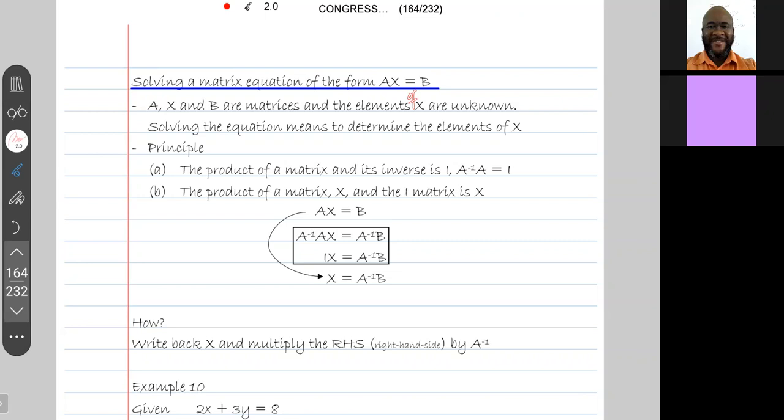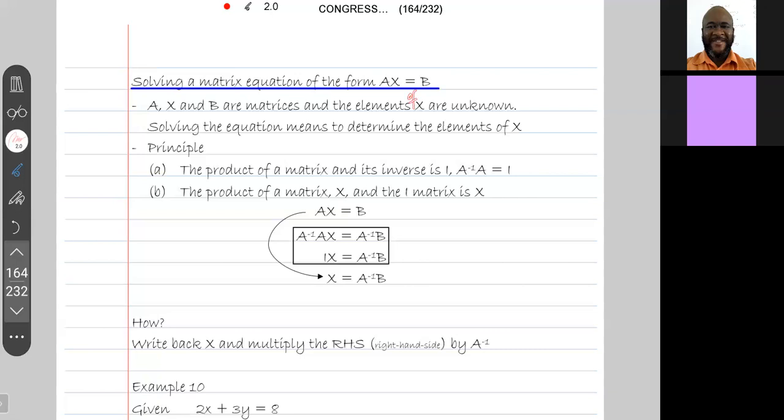The matrix equation is of the form AX is equal to B. A, X, and B are matrices, and the elements of the matrix X are unknown. Now, solving the equation in a situation like this means to determine the elements of matrix X. So what is the principle? These are the two principles that allow us to come up with a solution.